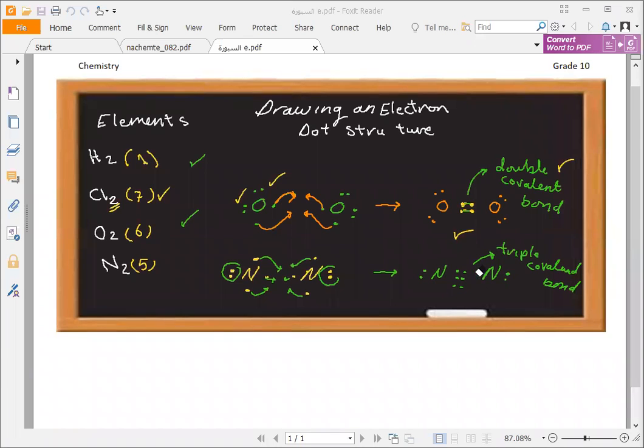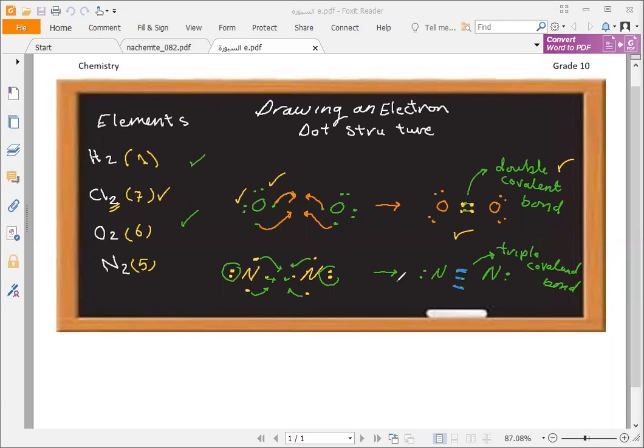Why? Because we can use a dash instead of dots. We can write a dash here, to distinguish between the shared electrons and unshared electrons. Okay?